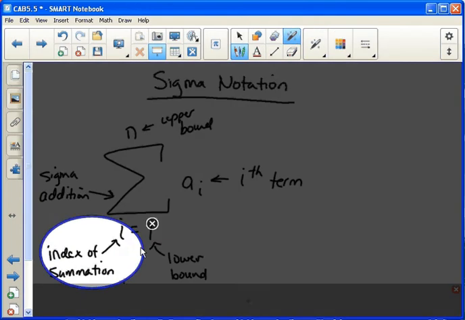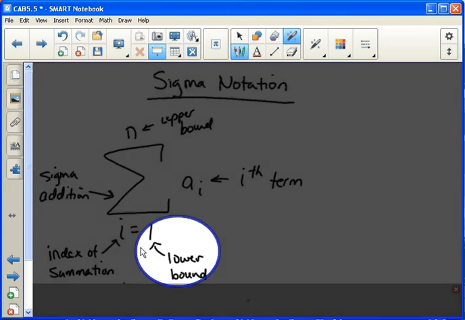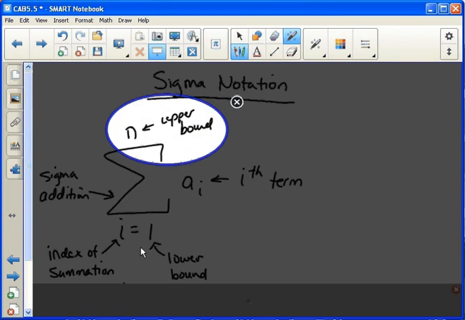That's called the index of summation. That's simply what variable you're going to be plugging your numbers into. So whatever variable is down there, that's the variable you plug your numbers into. And then you have the number down below. That's called your lower bound. It's the first number you plug in. And then up top, you have your upper bound. That's the very last number that you should plug in.